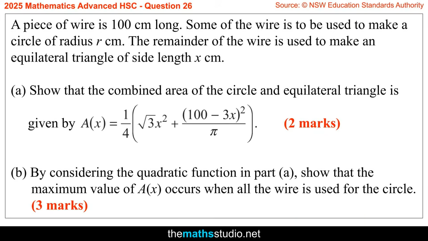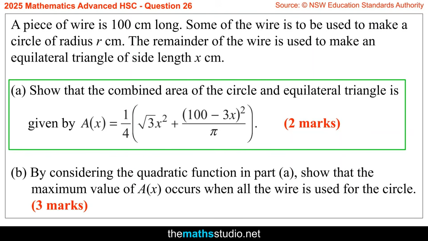Question 26. A piece of wire is 100 centimeters long. Some of the wire is to be used to make a circle of radius r centimeters. The remainder of the wire is to be used to make an equilateral triangle of side length x centimeters.